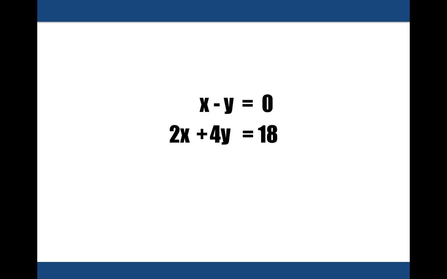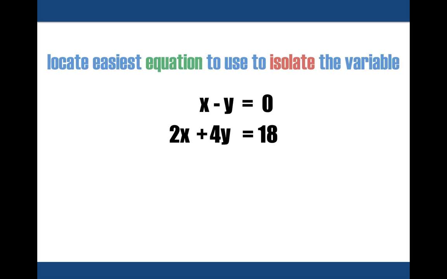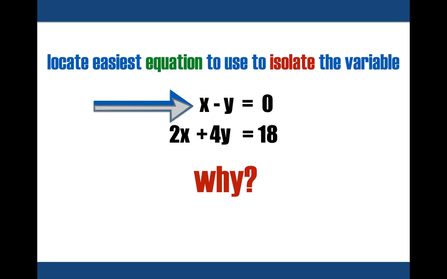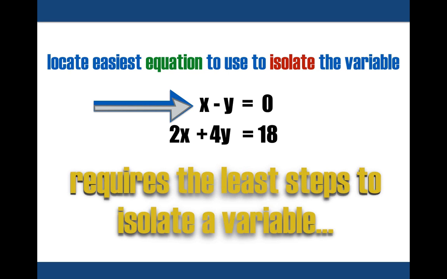So the first step is to look at both equations and identify the easiest equation to use to isolate a variable. The easiest equation would be the one that requires the least algebra in order to isolate a variable. Just by looking at both of these, this one sticks out to me as the easiest. It looks like there are fewer numbers to work with and less algebra to use. So why would that be? As I just stated, it would require the least amount of algebra to isolate a variable.